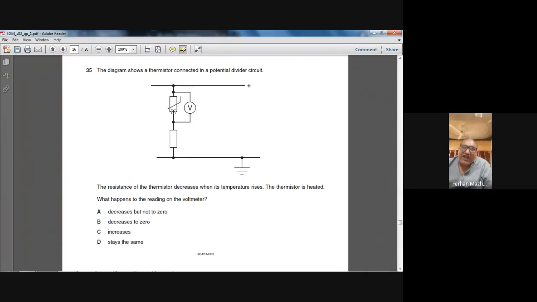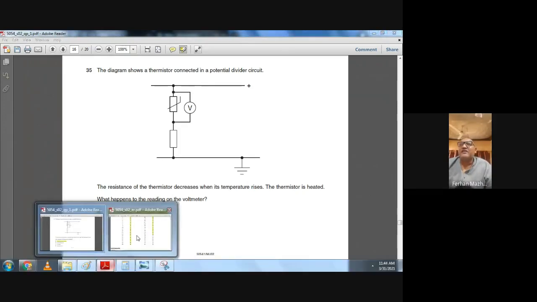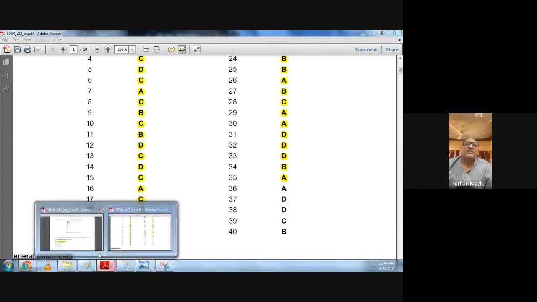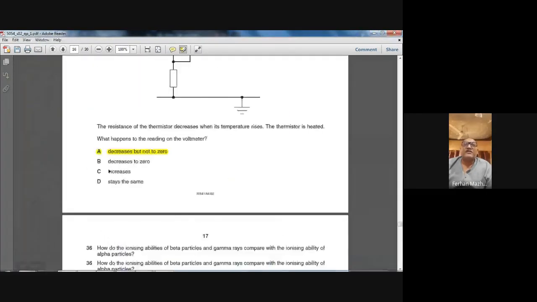When the temperature rises, the resistance of the thermistor will decrease. And when the resistance of the thermistor decreases, the voltage drop across it will also decrease. But it will never be zero. So it decreases but not to zero. A is the choice. Question number 35, A is the right choice. Okay, so we are moving to the next question.